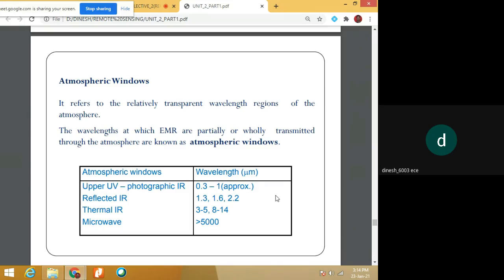Atmospheric windows for the upper ultraviolet region and the photographic infrared region, from 0.3 micrometer to 1 micrometer approximately, can be utilized. The reflected infrared regions we use for reflection are 1.3 micrometer, 1.6 micrometer, 2.2 micrometer. At 3 to 5 micrometers and 8 to 14 micrometers, the thermal infrared region is present. And above 5000 micrometers, the microwave region is utilized. So depending upon the need and the object that we want to remotely sense, we need to use these regions.